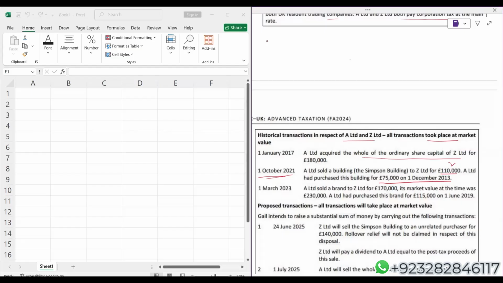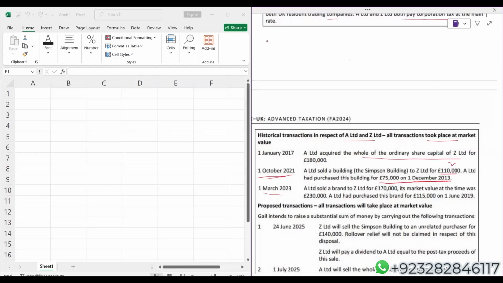A Limited had purchased a building for 75,000 on December 13. Look at this. The purchase date of the building is before December 17. It means that simply we'll say that sale proceed is actually equal to the index cost. No gain, no loss. Why are we mentioning index cost? Because the building was purchased before December 17. So indexation allowance is applicable from December 13 till December 17.